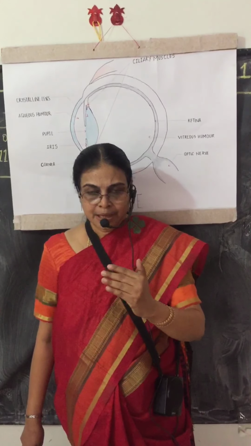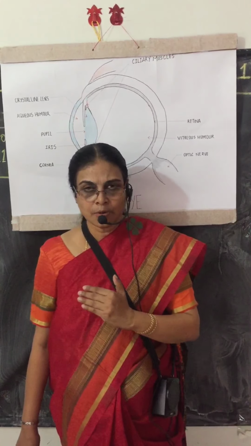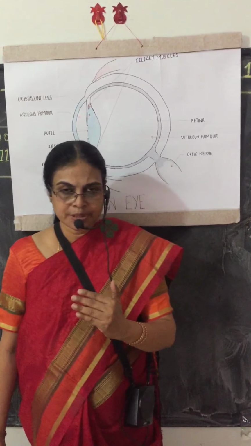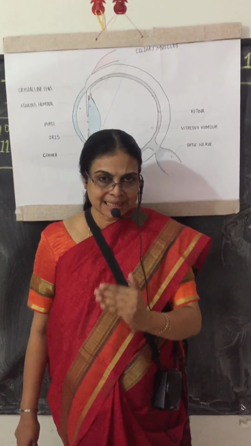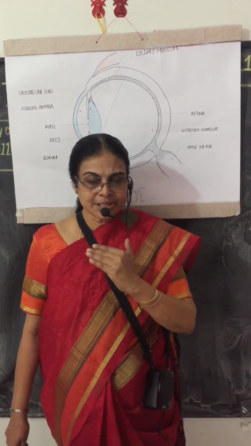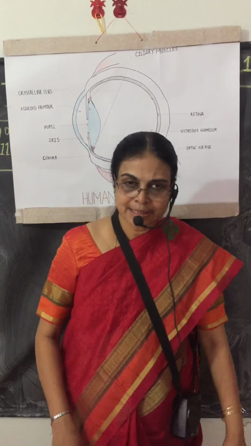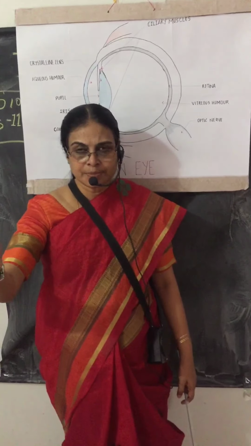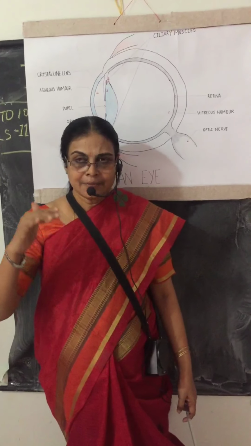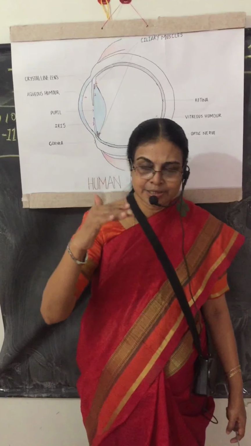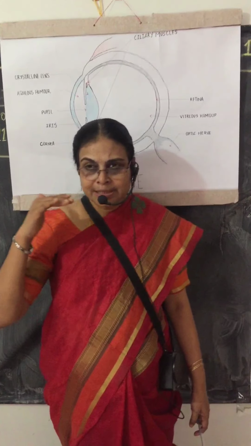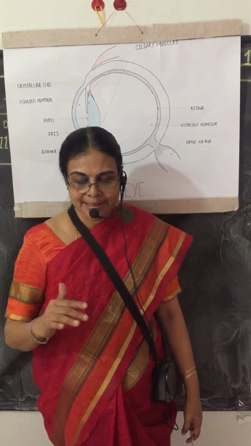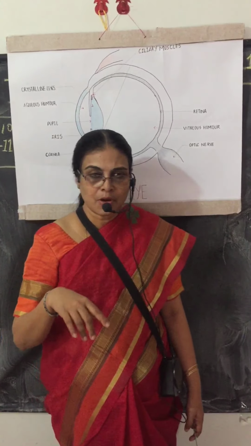At the same time, when you see the close by object, eye lens will become thick. This is adjusted by the ciliary muscles. So when you see the distant object, eye lens becomes thin, and when you see the close by object, eye lens will become thick. So the focal length will increase and decrease, and that phenomenon is called the power of accommodation.